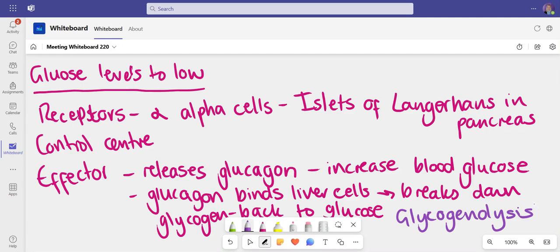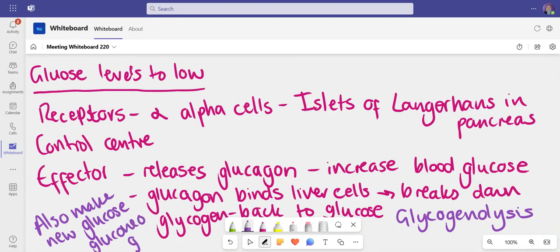Now, it can also make some new glucose. The effector can also make new glucose. So rather than glucose that we've stored, it can actually make glucose afresh from the resources in our body, and that's called gluconeogenesis. Gluconeogenesis, making new glucose as well.